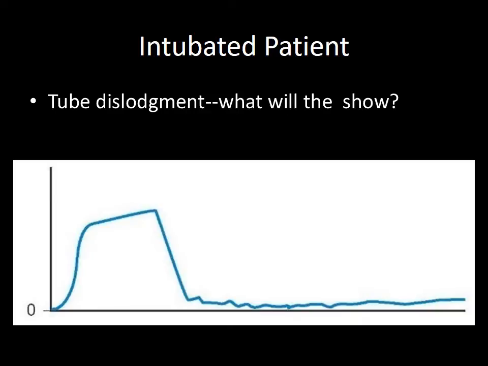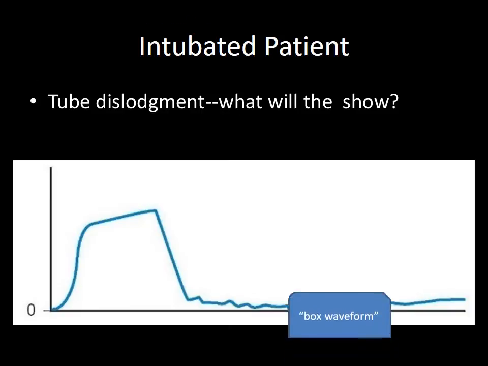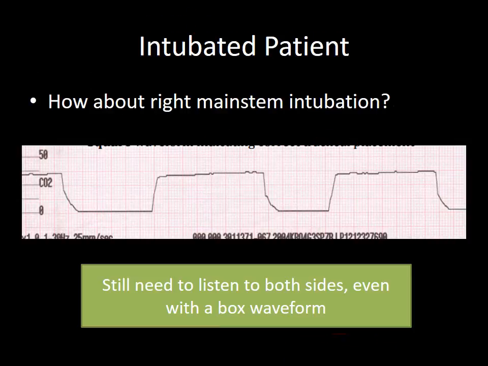There we go, tube dislodgement. So you can see the tube came out of the trachea, and now we're not getting CO2 anymore. No box waveform. How about right mainstem intubation? And the point here is that no, it won't show a right mainstem intubation. So you still have to listen to the breath sounds, and that's just good clinical practice anyway. So in addition to capnography, you see misting of the tube. You still need to listen to both sides.